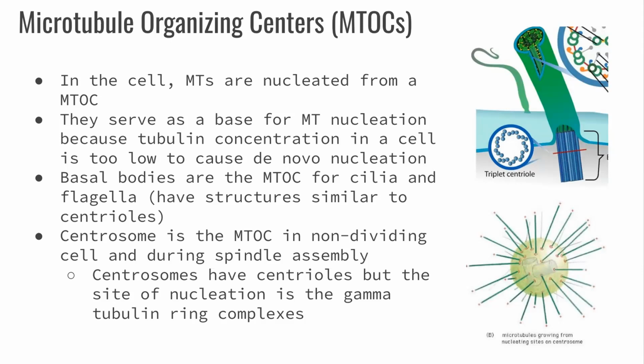And so basically in the cell you have two different possible microtubule organizing centers. You have basal bodies, which are the organizing centers for cilia and flagella. And they have structures similar to centrioles in order for nucleation to occur. And then there are also centrosomes in non-dividing cells and during spindle assemblies that act as microtubule organizing centers. And centrosomes have centrioles in the center, but they don't act as the site for nucleation. The site for nucleation is actually the gamma tubulin ring complexes that surround the centrosome.